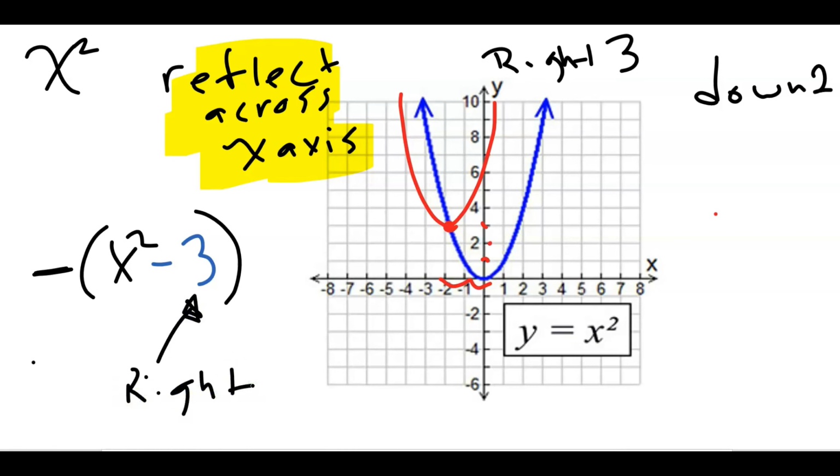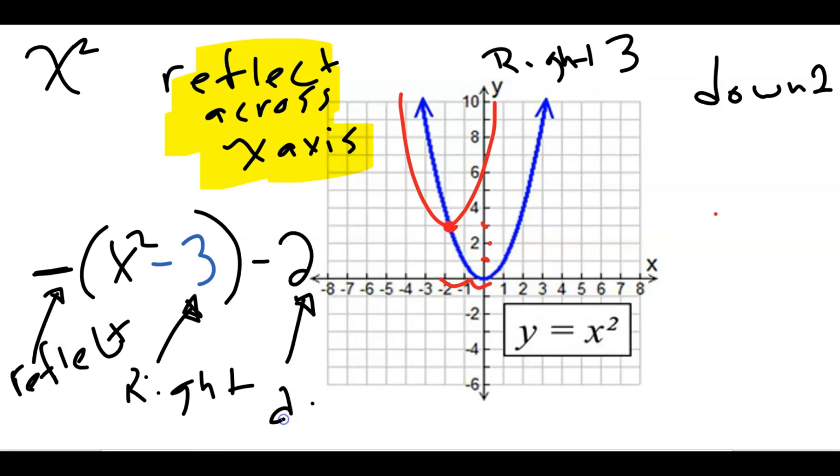This is what caused what we call a reflection. So it reflected across the x-axis. I've moved it to the right, and let's say I want to move it down 2. That's the one where it's just -2. That's what moves it down. Negative goes down, positive goes up, just like you would kind of think that it would.